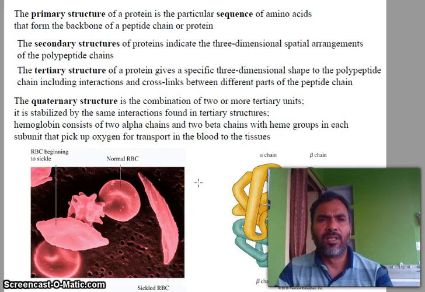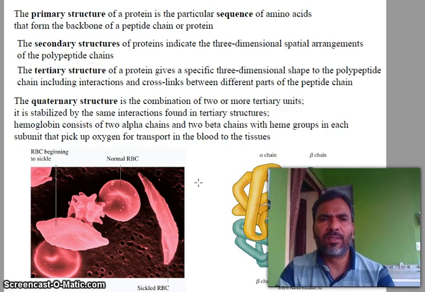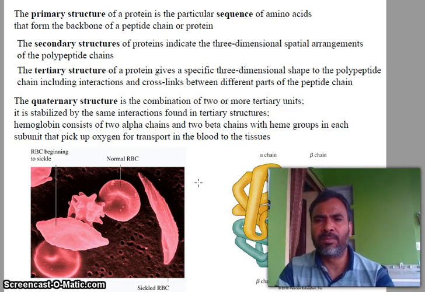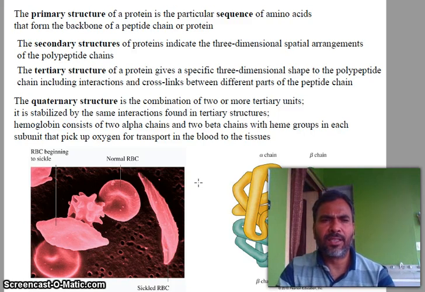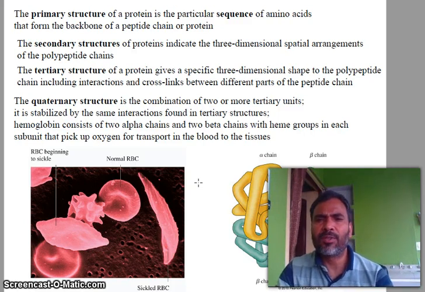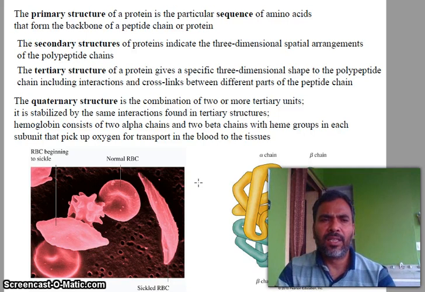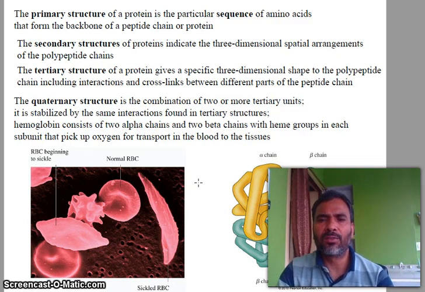Look at this. The primary structure of protein is a particular sequence of amino acids that form the backbone of the peptide. The secondary structure of protein indicates the three-dimensional spatial arrangement of the polypeptide chain. The tertiary structure gives a specific three-dimensional shape to the polypeptide chain, including interactions and cross-links between different parts of the peptide chain. The quaternary structure is the combination of two or more tertiary units. It is stabilized by the same interactions found in tertiary structure. Hemoglobin consists of two alpha chains and two beta chains, with a heme group in each subunit that picks up oxygen for transport in blood to the tissues.